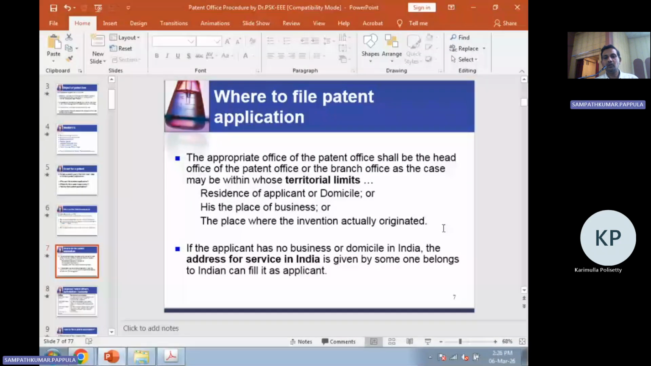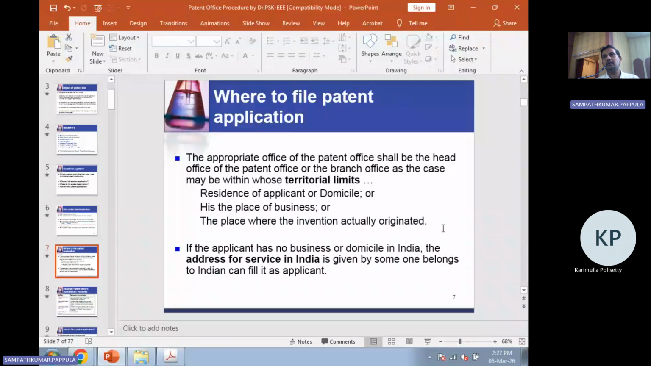If the applicant has no business or domicile in India, an address for service in India is given by someone. If someone wants to publish a patent in India only, what will they do then? Your friend belongs to some other country, but is willing to file the patent in India, so how is that possible? The answer is here: the applicant has no business and no domicile in India, and the address for service in India is given by someone belonging to India, who can file it for the applicant.